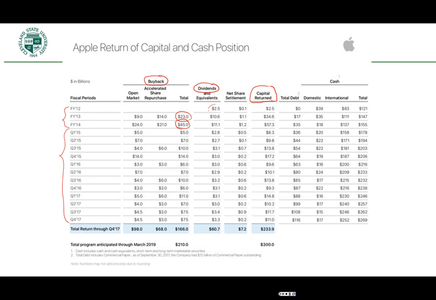When Apple initiated dividends in 2012, it was a small amount of $2.5 billion. And in years 13 and 14, in both years, they are around $11 billion in the form of dividends. So dividends are actually much smaller than the buyback amount that Apple offered.